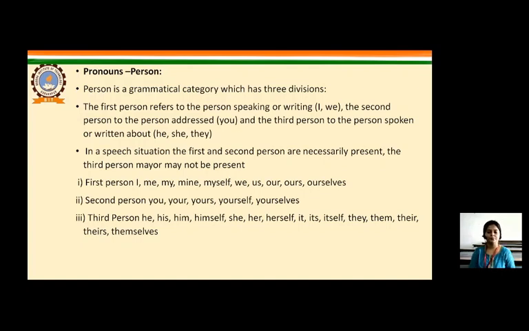Then we have the third person. Third person, like where is the student whom I met yesterday? Today he is not there. So suppose I enter the class and I'm asking about one particular student who is not present today, then he becomes the third person and he is used here for denoting that third person.